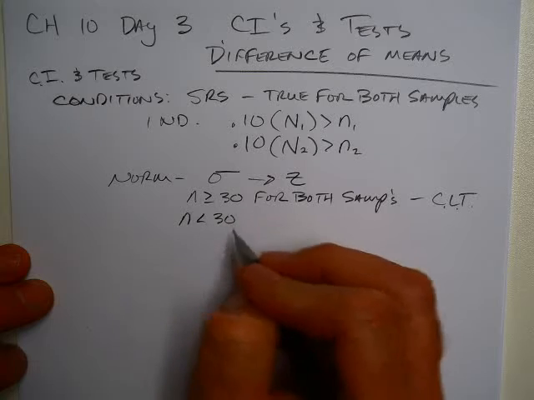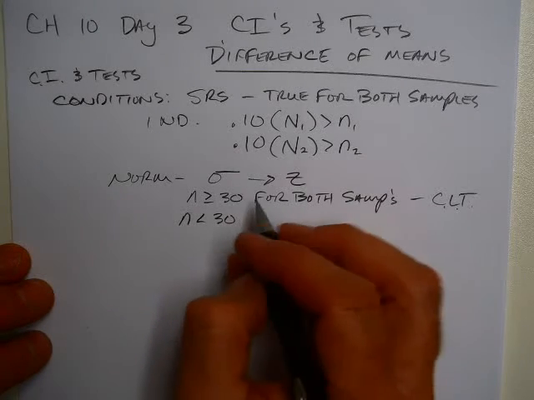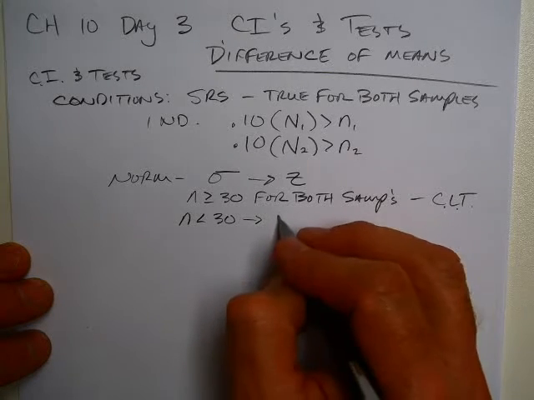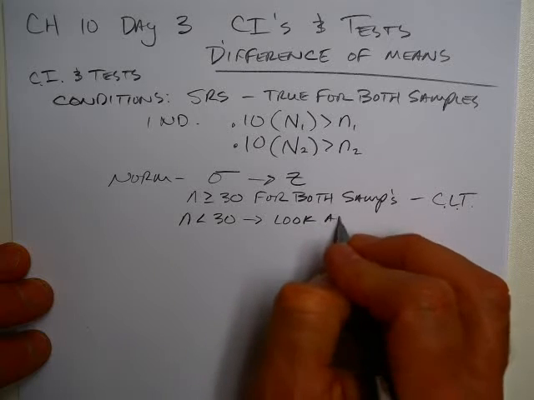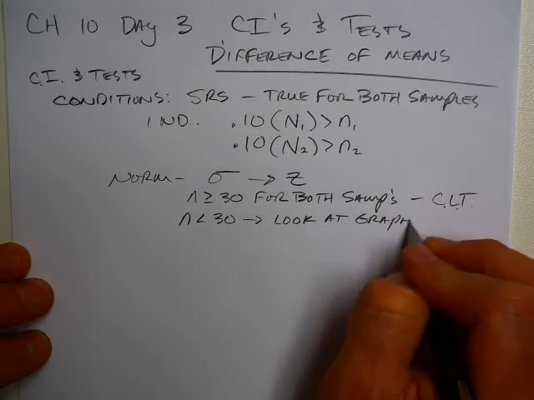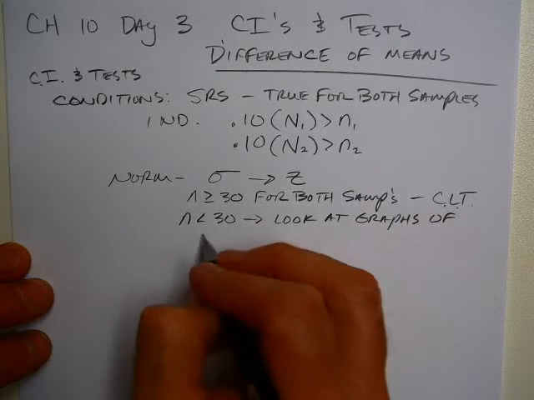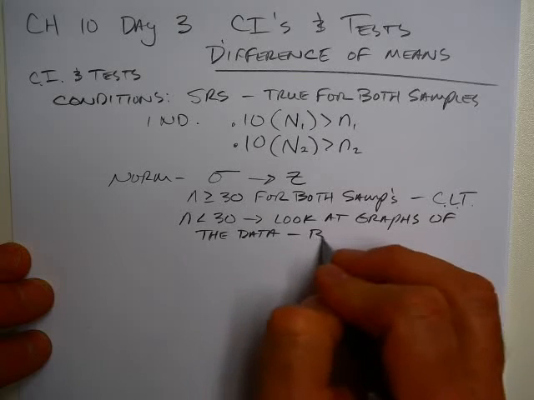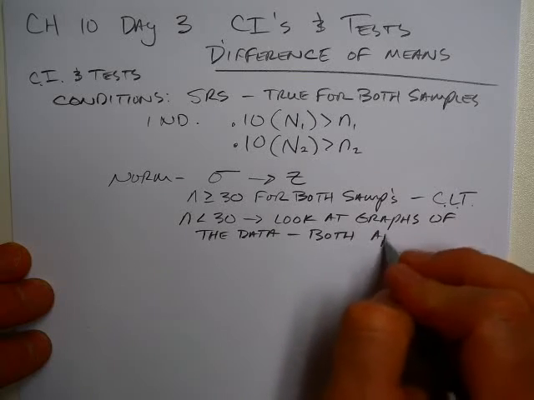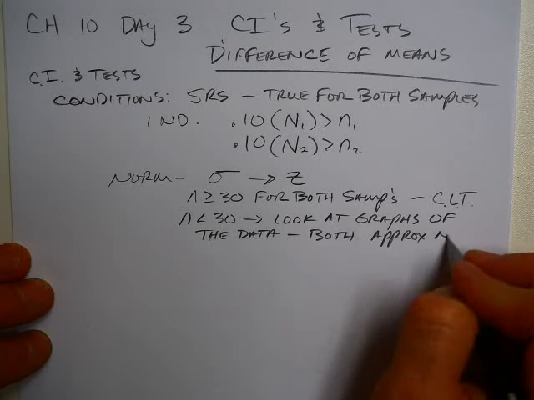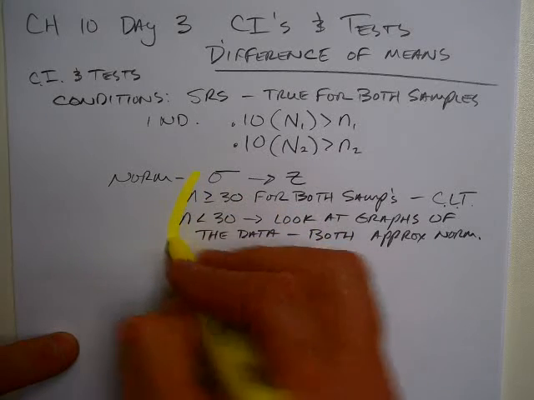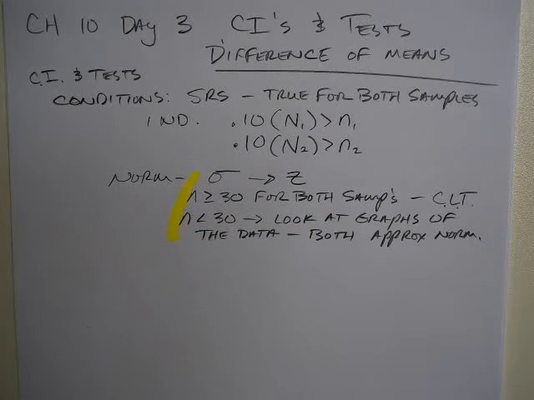If n is less than 30, then we need to look at the graphs of the data, unless it's stated, then it's good. Look at graphs. They both have to look approximately normal. That's if we know sigma. If we're given it, and if we know one, we have to know both. You'd have to know both of them.